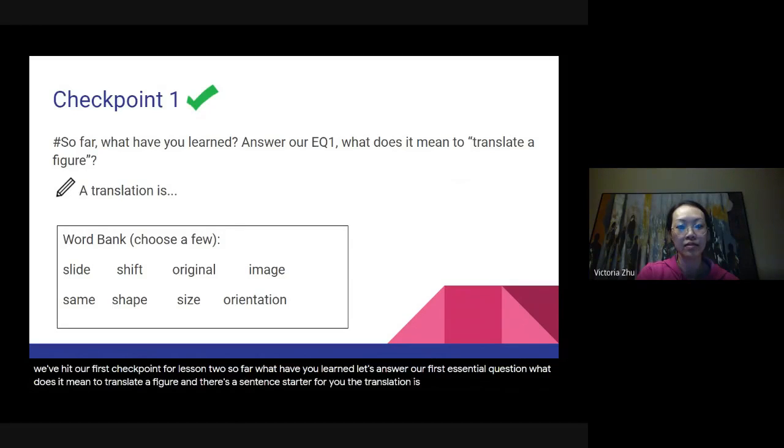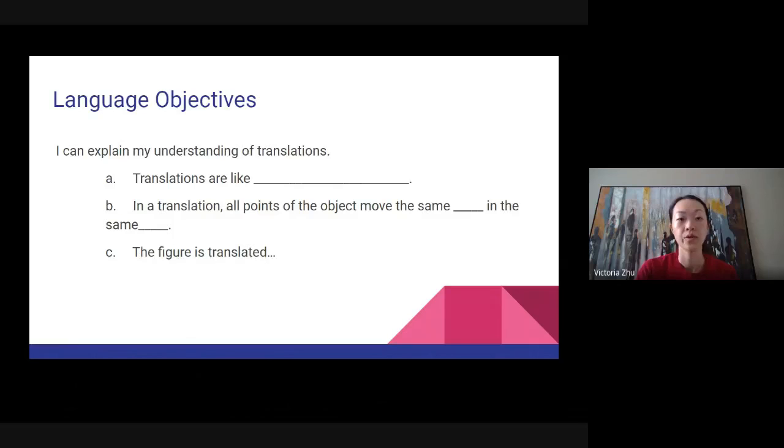A translation is... and you can choose any of the words in the word bank to use. You can also use words that are not inside the word bank. You can always refer to the language objectives we have from before. Some of these sentence frames might be useful.